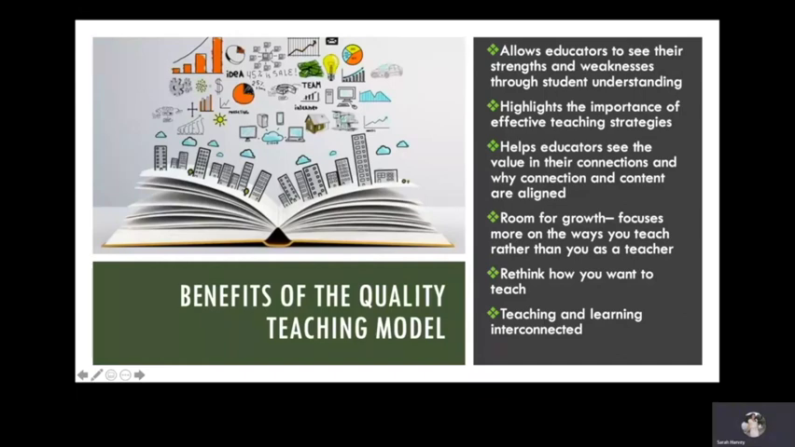And then we have the benefits of the quality teaching model. The quality teaching model allows educators to see their strengths and weaknesses through student understanding. So rather than placing the emphasis on the teachers, it is on the teaching itself. And you can reflect through your processes based on what your students know and understand. It highlights the importance of effective teaching strategies. And it helps educators see the value in their connections and why connection and content are aligned.